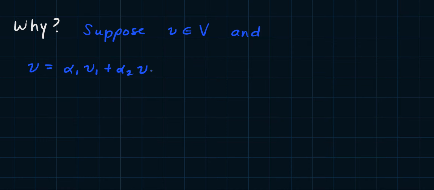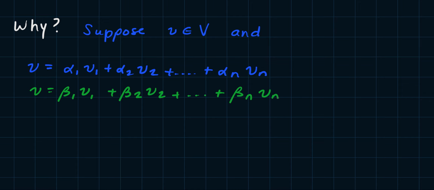Why is this so? Well, let's suppose that there is more than one way to write a vector. So suppose v belongs to our vector space, and we can write v two ways. Let's say we can write it as alpha 1 v1, alpha 2 v2, and so on, plus alpha n vn. And also, let's say we can write v as beta 1 v1 plus beta 2 v2 all the way to beta n vn.